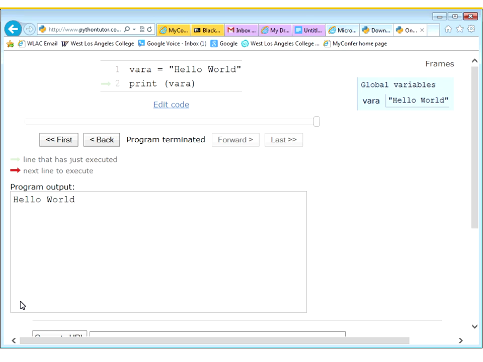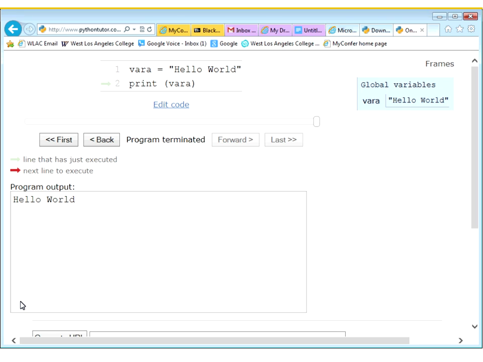Good. And print is actually a function. If you notice, it has the word in parentheses. That means that it needs a parameter. Basically it's saying print what? And the what has to go inside of parentheses. So that's why I have to put the word vara inside of parentheses.